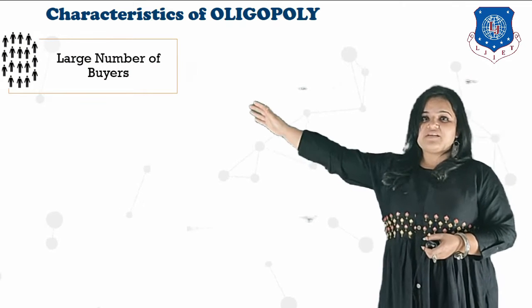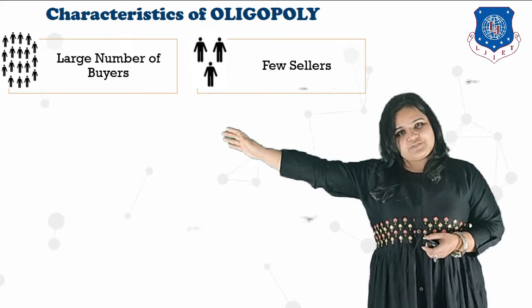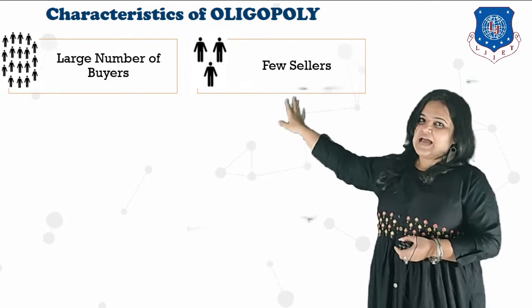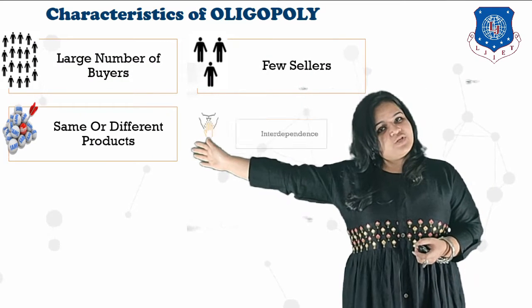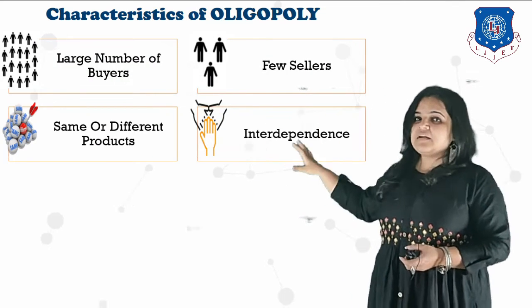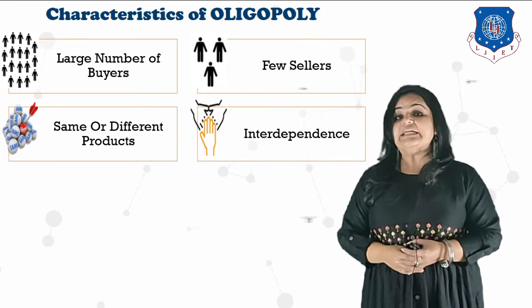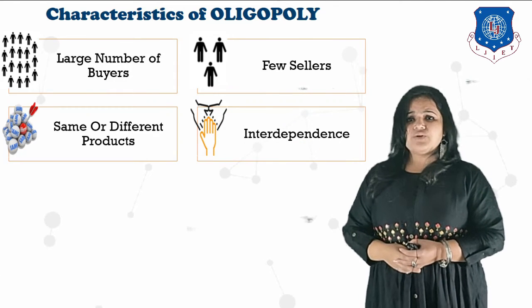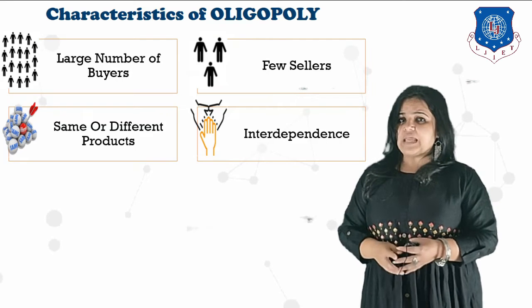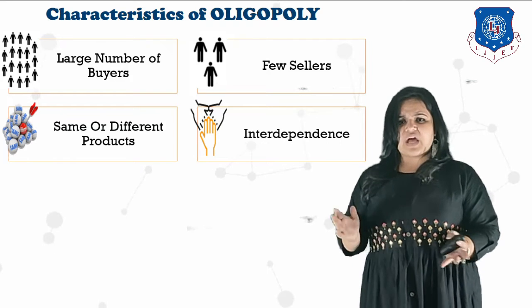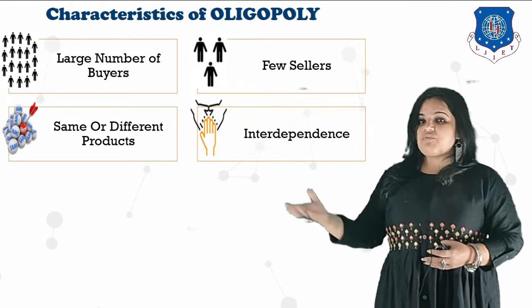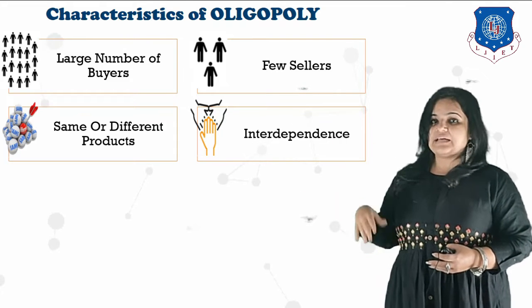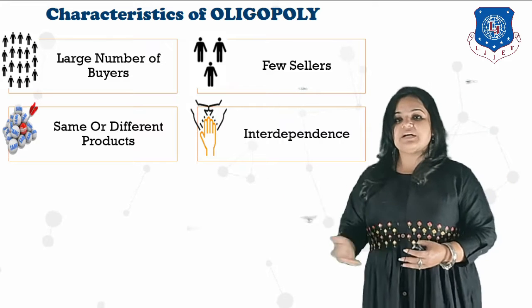There are few sellers but there are a large number of buyers. Large number of buyers and few number of sellers. Okay. Moreover, they can be selling either same or differentiated products, and here also there is interdependence on each other. You might be thinking that, ma'am, if there are few sellers, how are they interdependent on each other? If they want to make more profit, they can take over the entire market and sell their product to everyone.